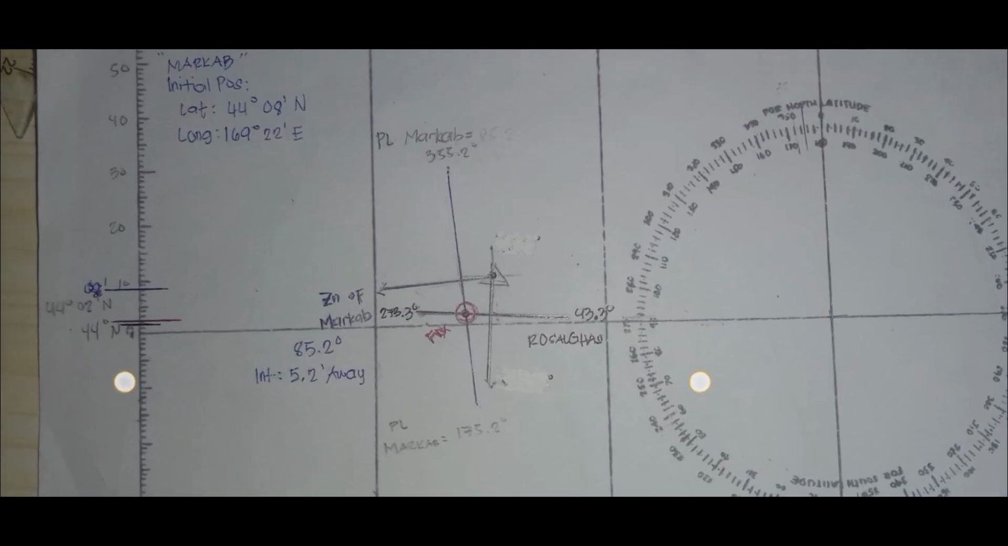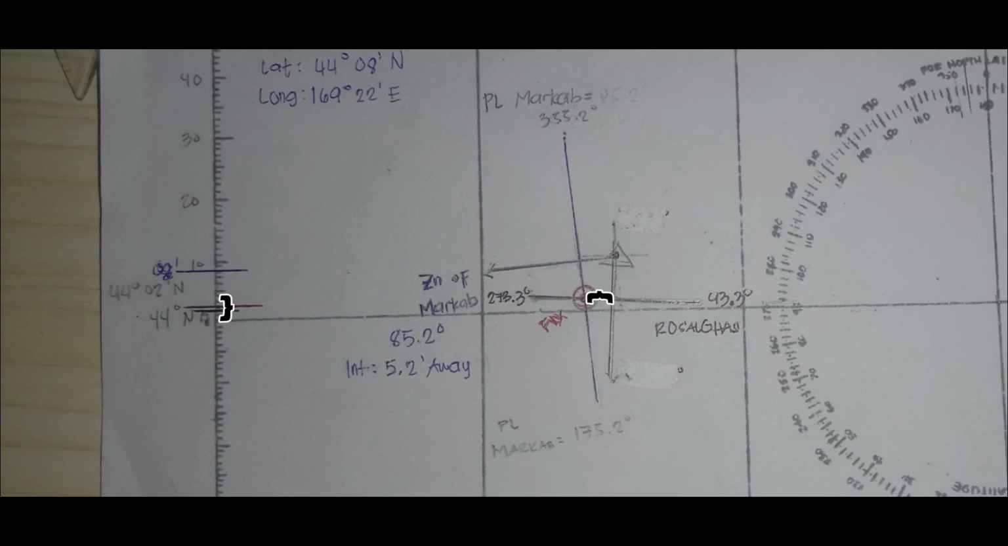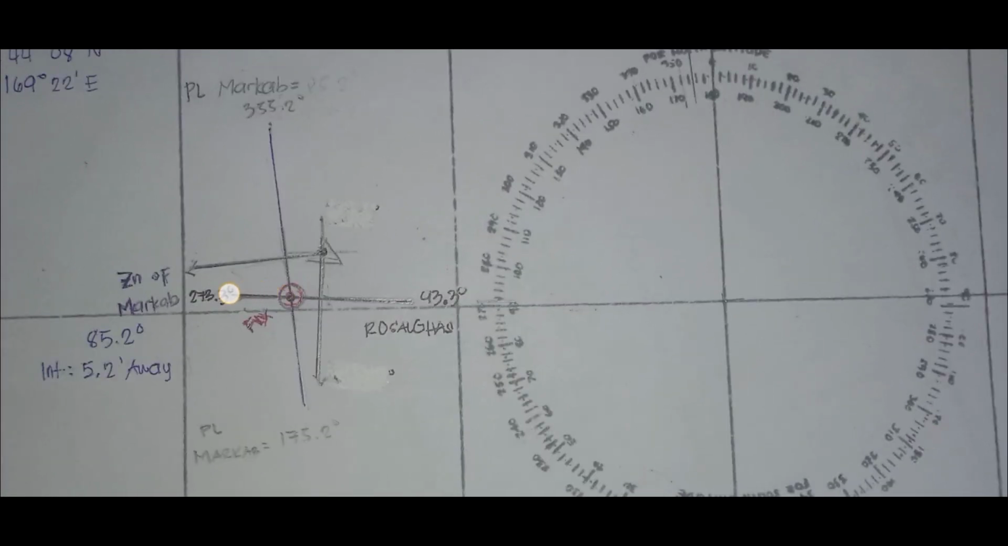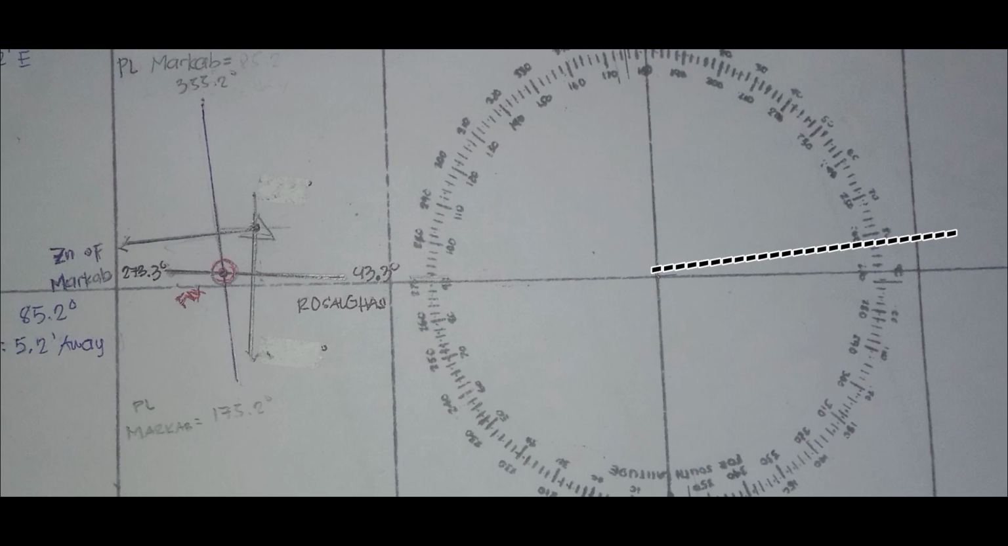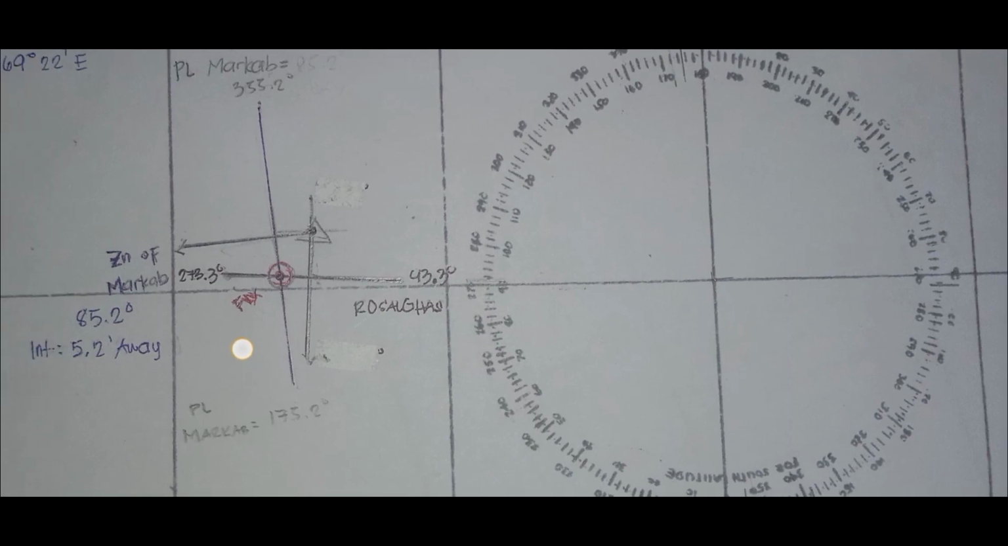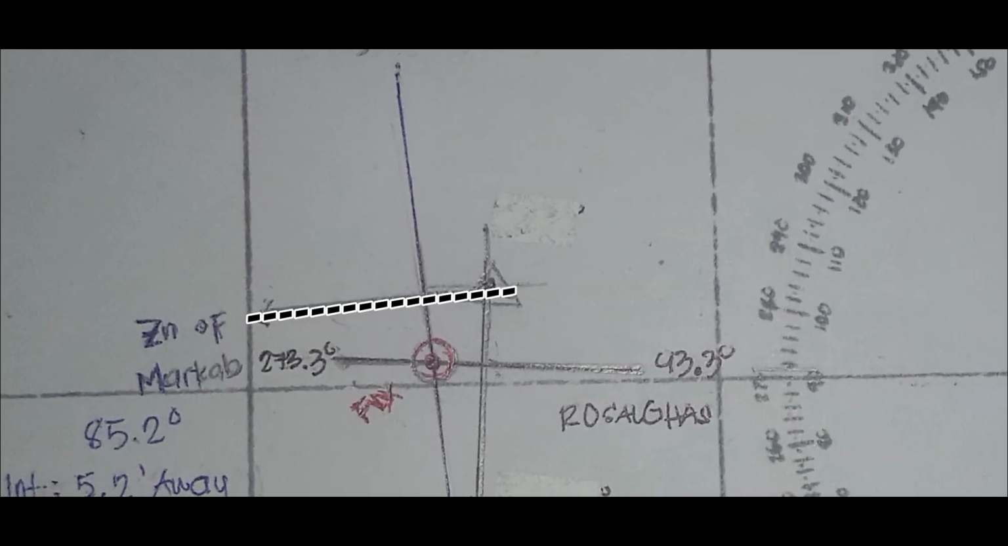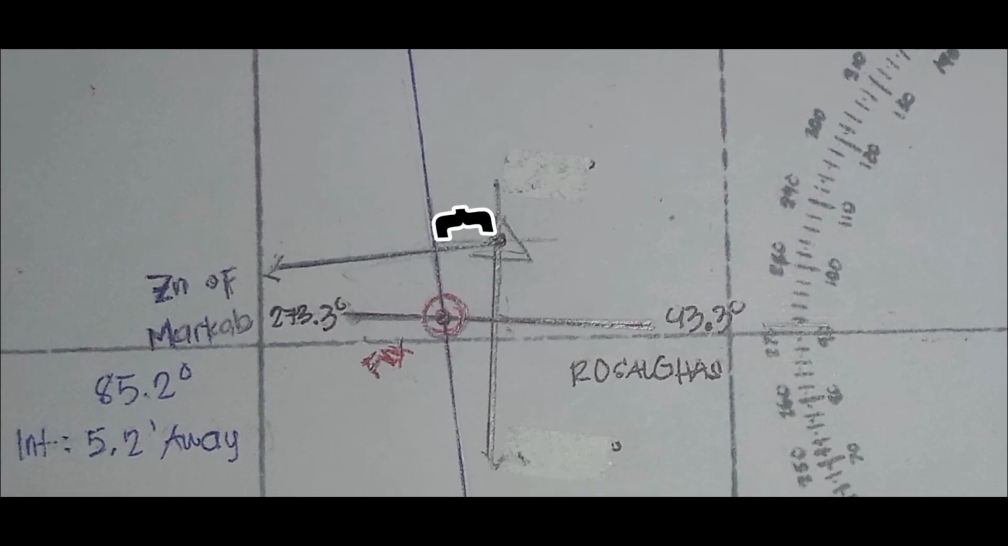So we first measure the intercept of 5.2 from the latitude scale. Once we get the 85.2 degrees from the compass rose, we transfer it from our DR position like this. Then once we make that line, we can plot the intercept of 5.2 facing away.